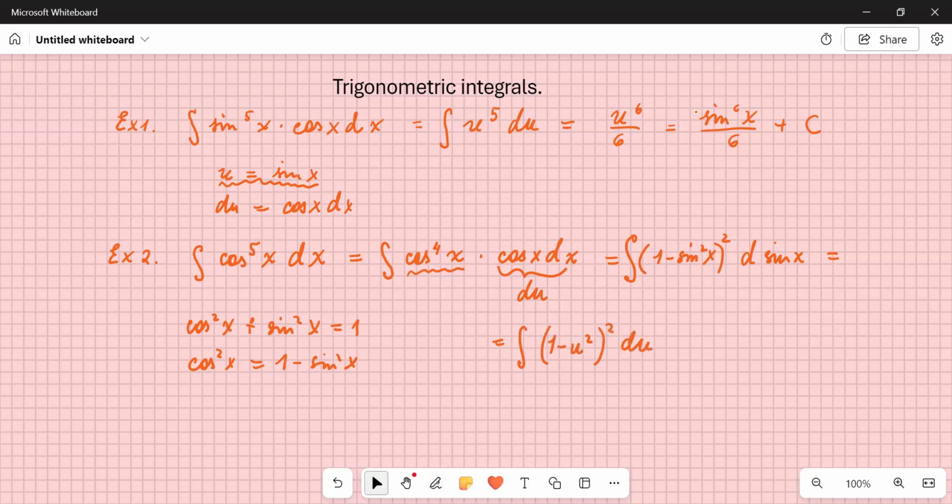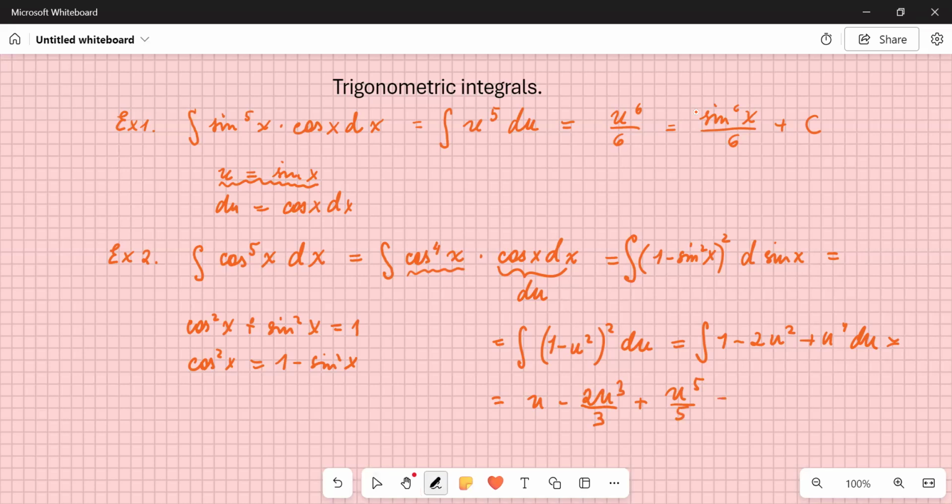We can integrate it. It's just a polynomial. I'm going to quickly open this parenthesis and do the integration. So I have 1 square minus 2 u square, 2 by 1 by u square, and plus u to the power of 4, du. And the integral is going to be u minus 2 u cubed over 3, because power 2 plus 1 is 3, right? Plus u to the power of 5 over 5.